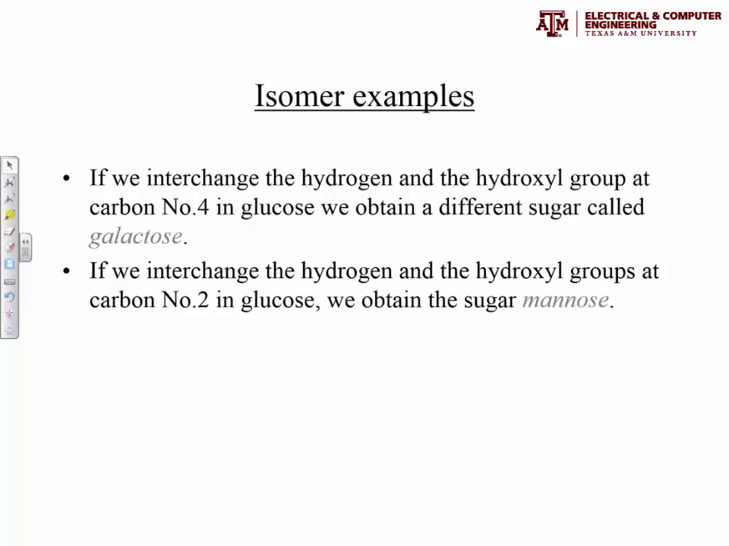Isomer means it's the same molecular formula, but different structural formula. The formula for the compound is exactly the same. Like if it's glucose, it's C6H12O6. But then you can have many different forms. How the atoms are arranged in that molecule are going to be different.